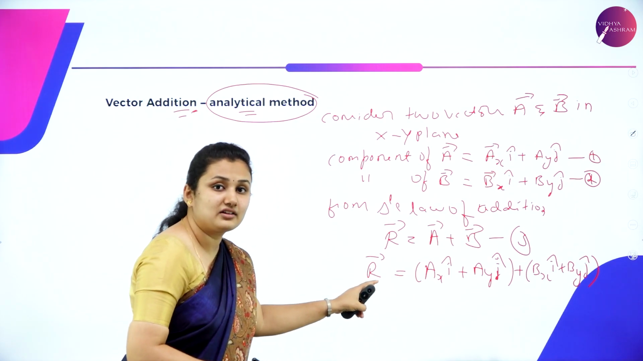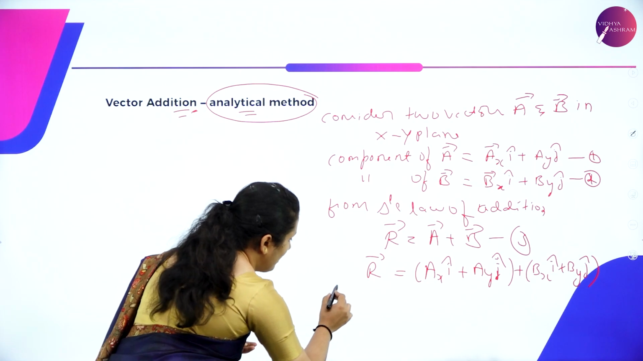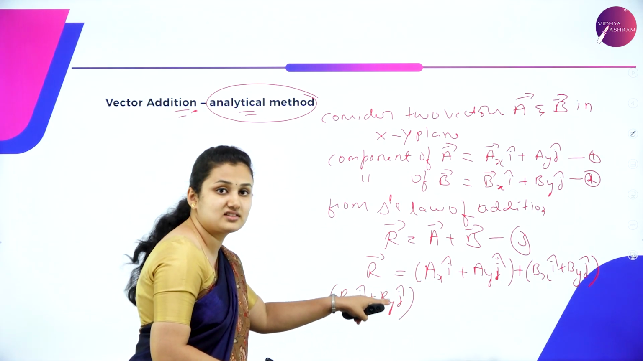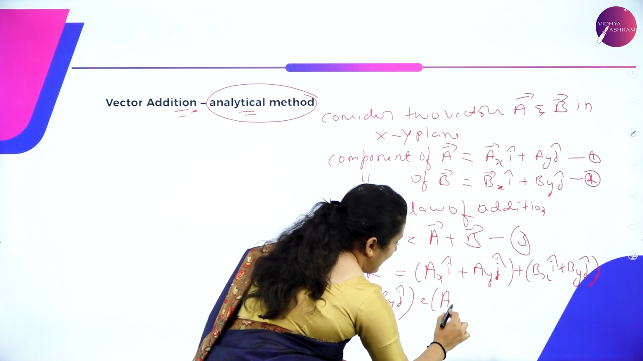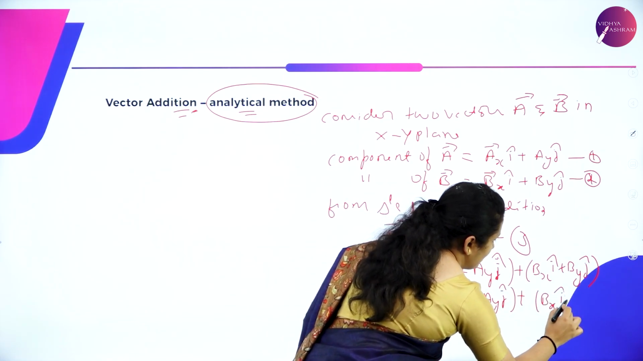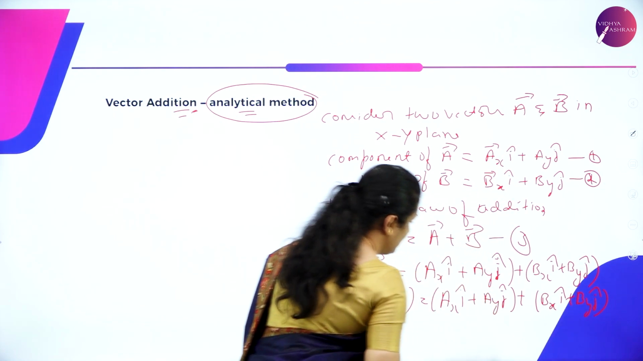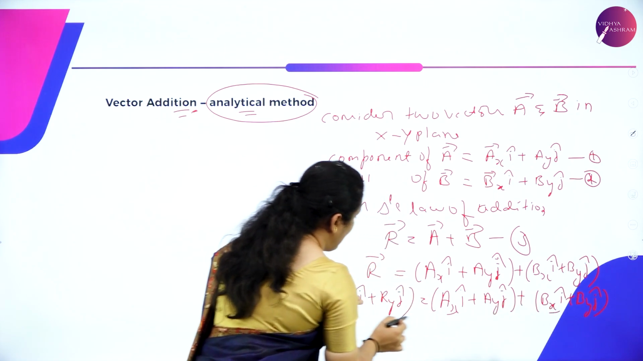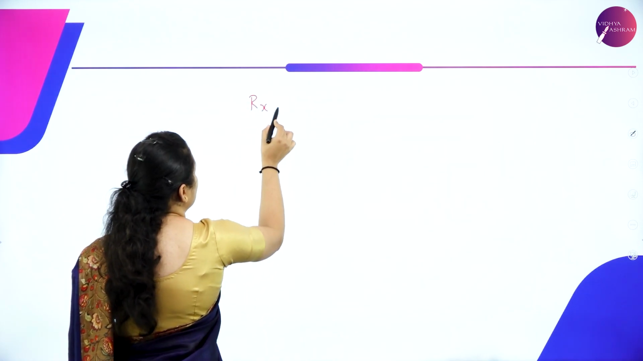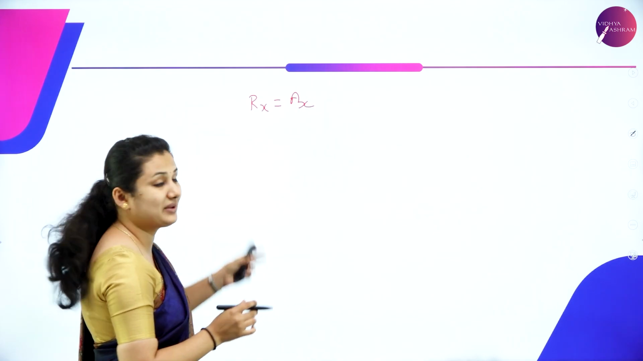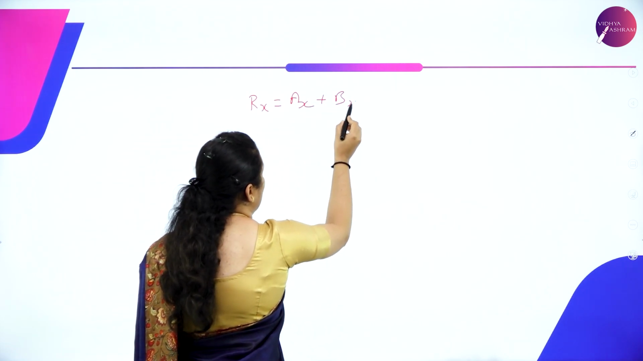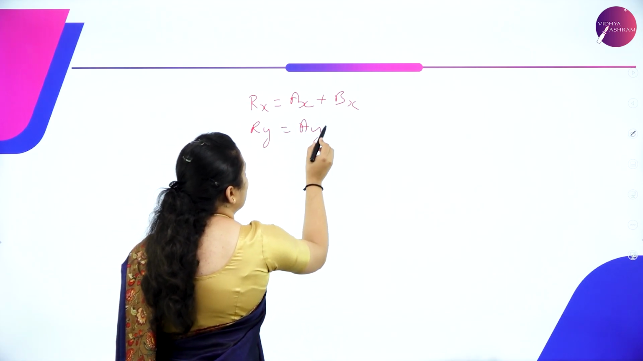I can resolve the resultant R also along the x and y axes. So I'll get Rx i cap plus Ry j cap, the resultant along the x axis plus the resultant along the y axis, equal to A along x plus A along y plus B along x plus B along y. Separating the x terms together and the y terms together, on separating the components, you will get Rx equal to Ax plus Bx, and Ry equal to Ay plus By.